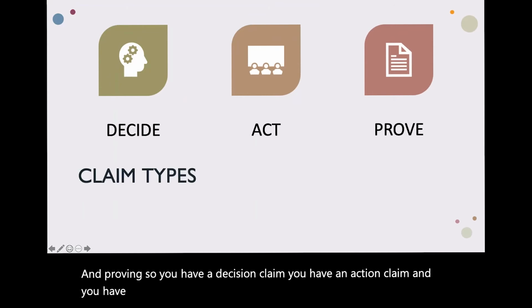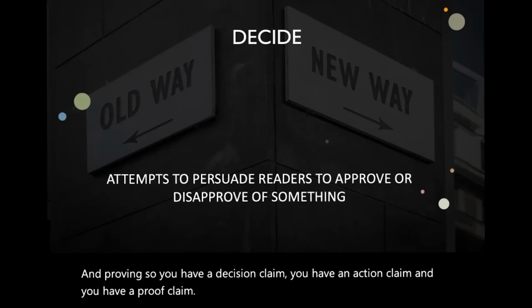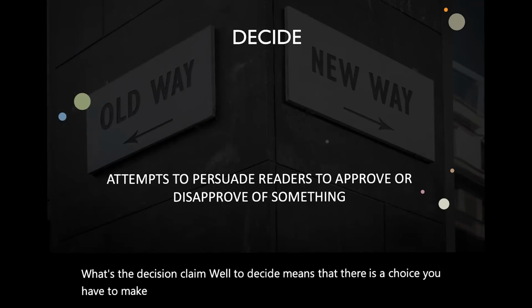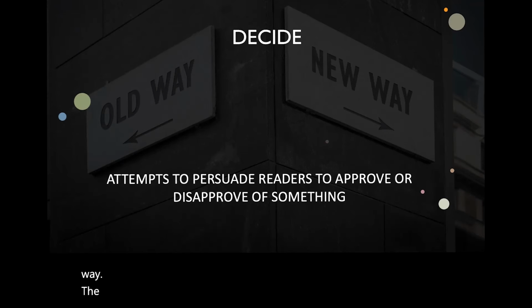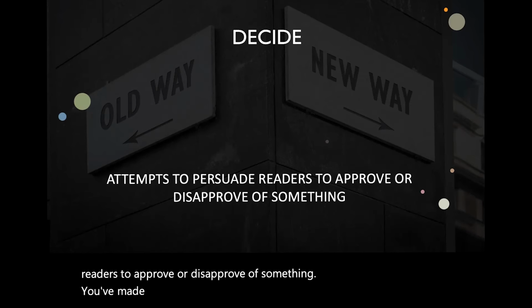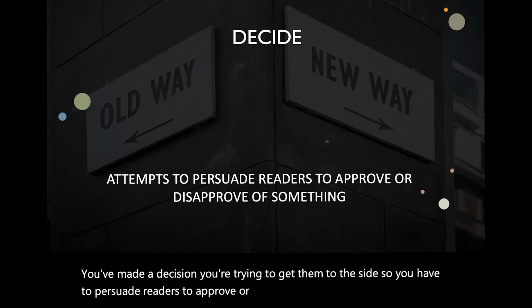So you have a decision claim, you have an action claim, and you have a proof claim. Well, what's the decision claim? Well, to decide means that there's a choice. You have to make a decision one way or the other. There's an old way and a new way. The decision claim, or the deciding claim, attempts to persuade readers to approve or disapprove of something. Now, you've made a decision. You're trying to get them to decide. So you have to persuade readers to approve or disapprove of something.